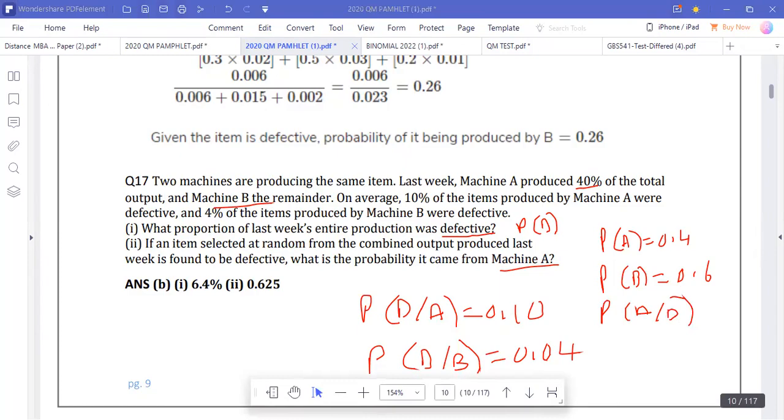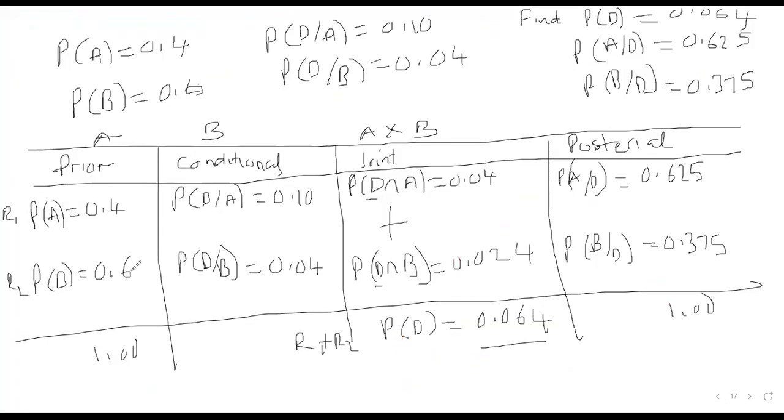So what we've done is a summary of that question here. Machine A, 40%, the remainder, 60. Of those items produced by machine A, 10% were defective. Defective coming from A. Of those items produced by machine B, 4% were defective. Defective coming from B. What is the probability that the entire production had defective? So when you apply this one times that one, it will give you 4% of those ones that were defective and coming from machine A. When you apply this one and that one, it will give you defective, which is 2.4% of those items that were coming from machine B.